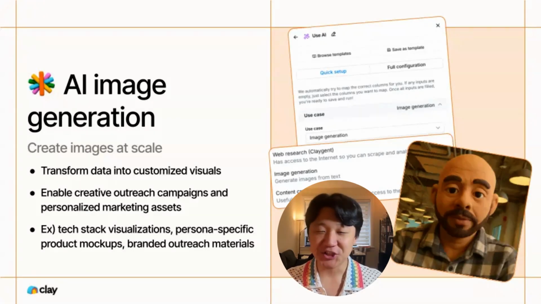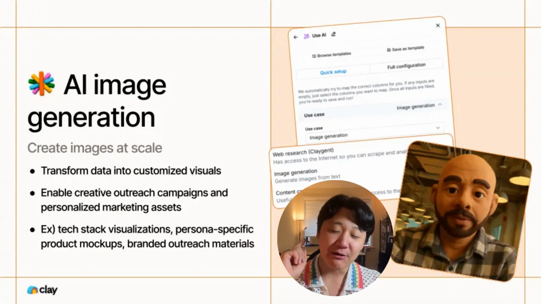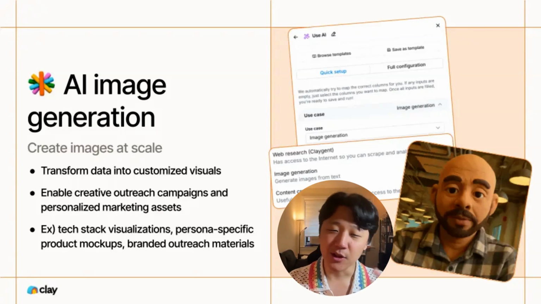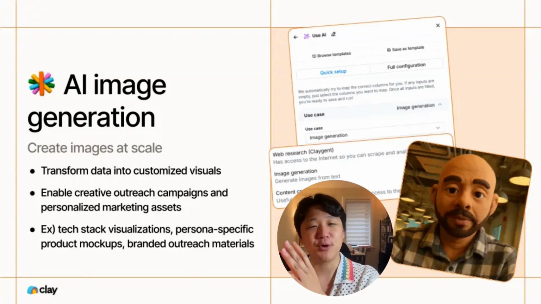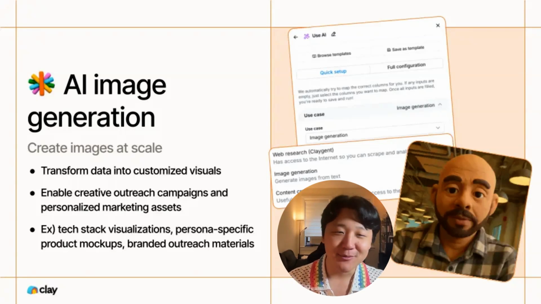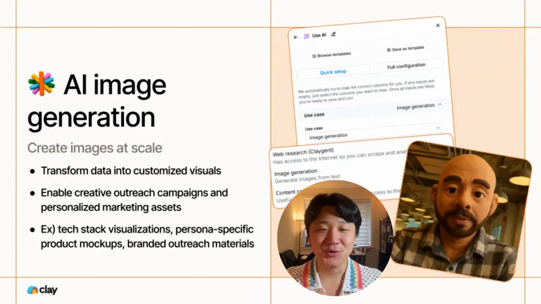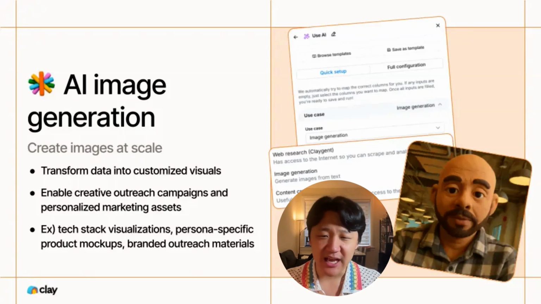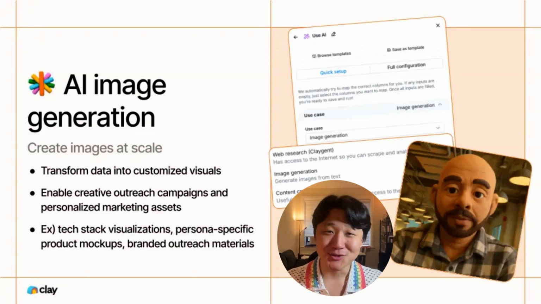AI image generation is now live in Clay, allowing you to create images at scale across thousands of rows. The low-hanging fruit is going to be, take profile pictures and then make them Clay, make them Studio Ghibli. 5 points to Gryffindor for whoever comments who this person is. But there's more here. There's also tech stack visualizations, diagrams, personalized product mockups, and branded outreach materials.